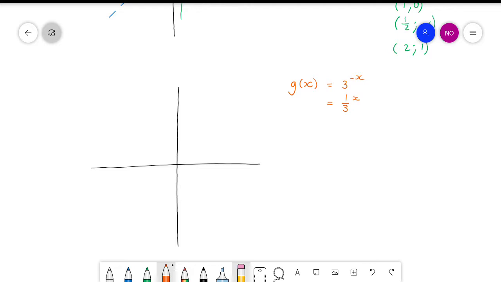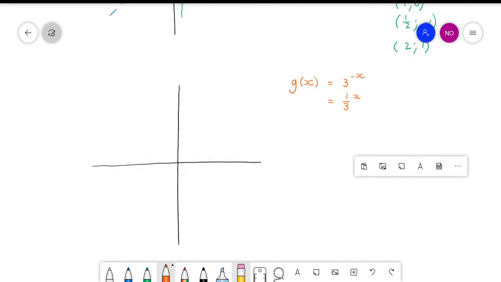Hoekom is dit belangrik dat jy hom so gaan skryf? Because that gives you the key to what the shape of this graph looks like. Nee, want as daai getal tussen 0 en 1 lê, dan is hy 'n dalende grafiek. Nee, maar soos hy daar lyk dit asof daai getal groter is as 1. Doesn't it look like 3 is bigger than 1?